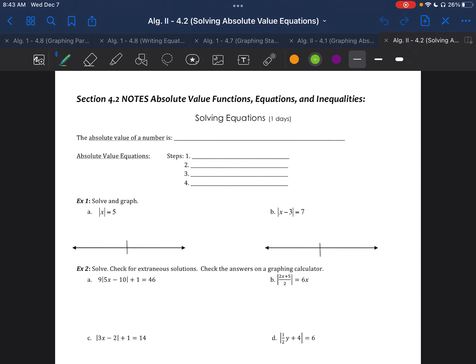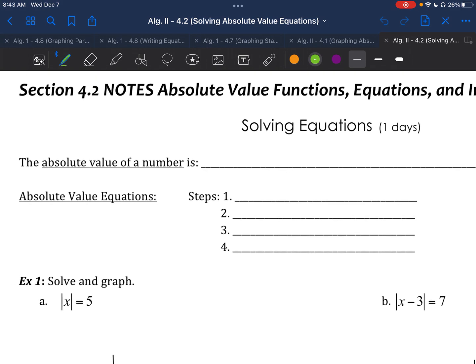Welcome everyone to Algebra 2, section 4.2. We're still on absolute value. This time we're solving equations.